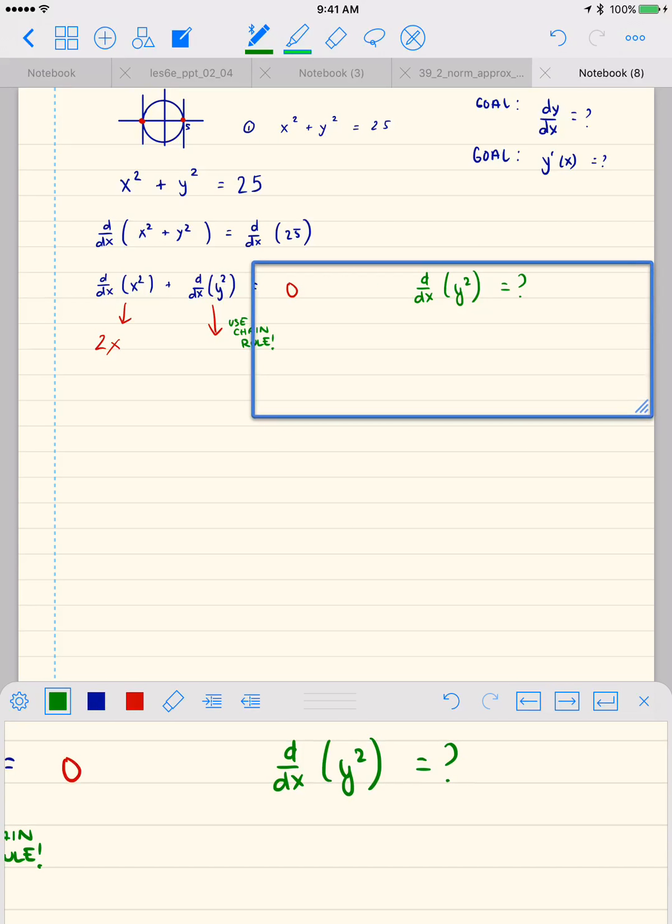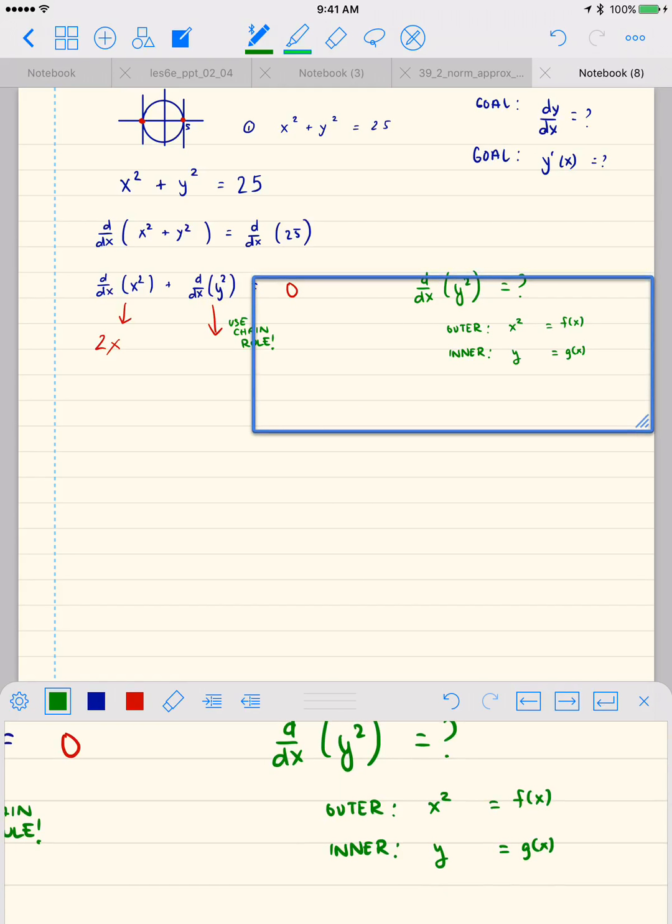So I'm going to say, what is my outer? What is my inner? My outer function is just x squared. My inner function is y. So this is my f of x is going to be x squared. My g of x is going to be y. So what is f prime of x? It'll be 2x. What is g prime of x? It'll be y prime.